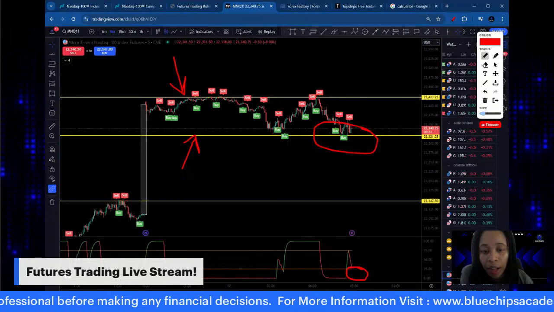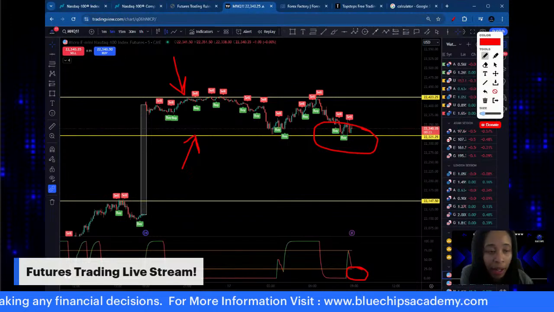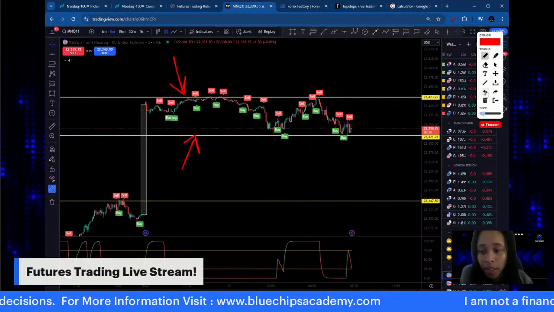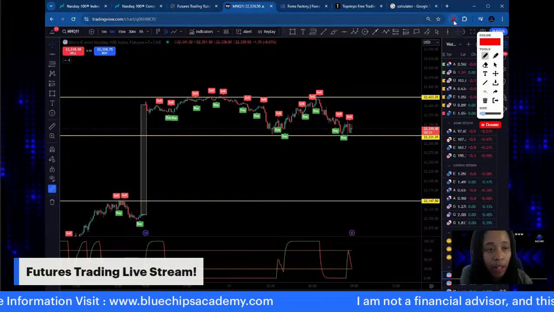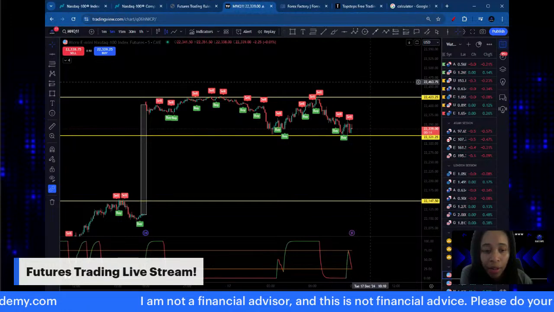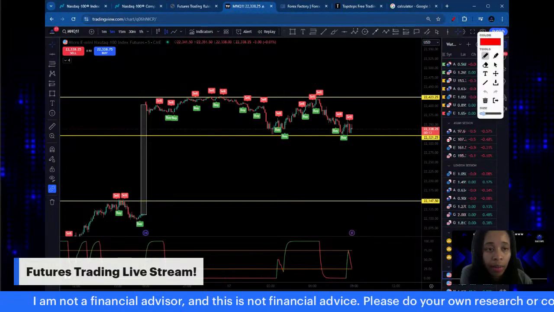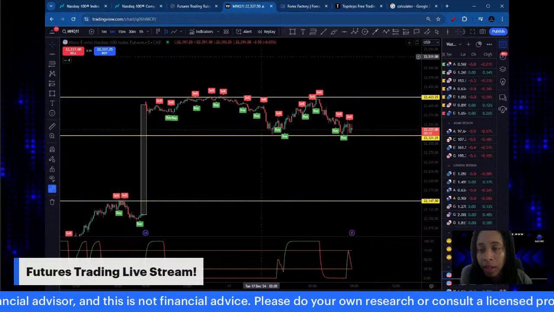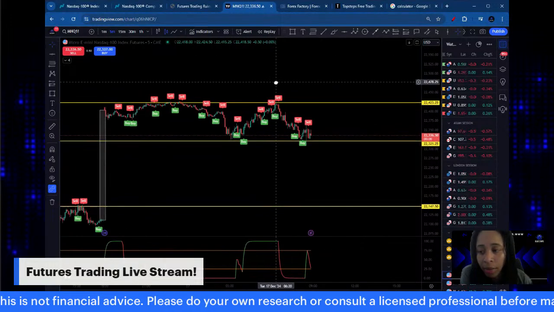When you see red and green candles, that's just a battle of the buyers and sellers. Who has the most money to push the price or the market in a certain direction? And granted, we just had news at 8:30 as well, so just keep that in mind. I'll go over news in a minute and why that's significant.